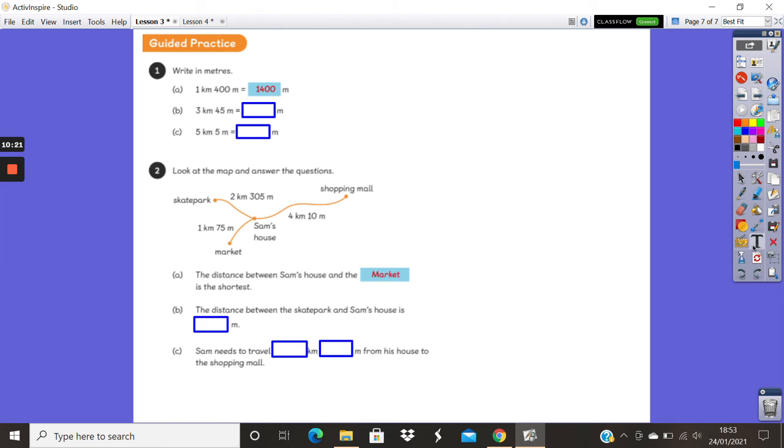You will be working in your workbook on worksheet 3 of the length topic. I will send a message with the page number on, so make sure you look on Dojo for that message. If you are struggling, just send us a message on Dojo. We'll do our best to help you.